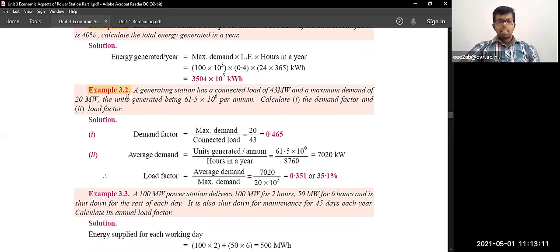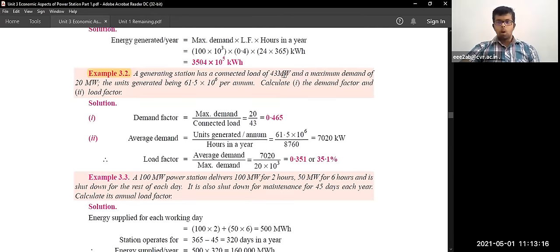Next problem: a generating station has a connected load of 43 megawatt and a maximum demand of 20 megawatt. Okay, connected load is 43 and maximum demand is 20 megawatt. Units generated is 61.5 into 10 to the power of 6 per annum. Clearly it is given per annum here. Calculate demand factor as well as the load factor. So demand factor as well as load factor we have to calculate.